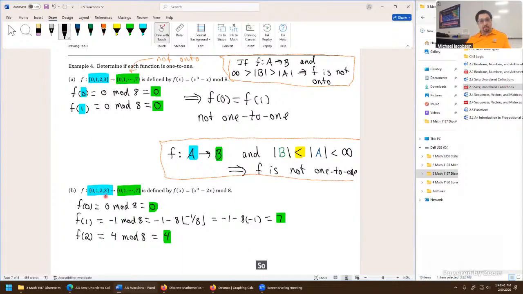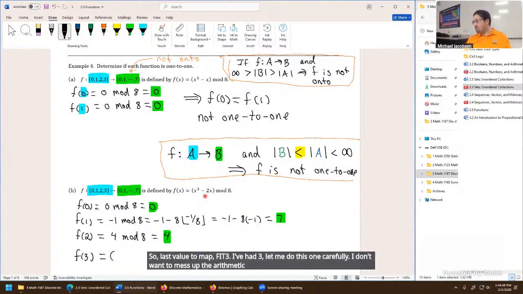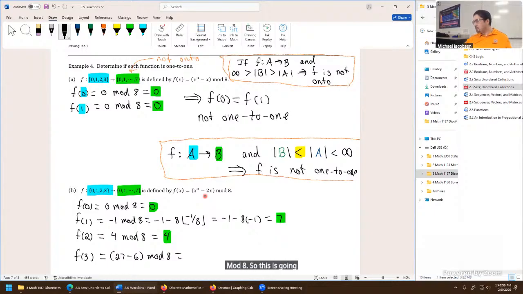So last value to map, f at 3. f at 3, let me do this one carefully. I don't want to mess up the arithmetic. That's going to give us 3 squared, so 27 minus 6 mod 8. So this is going to be 21 mod 8. Now 8 times 2 is 16, times 3 is 24, exceeding this. So we go back to the 16. The remainder will be 5. And all outputs are distinct.